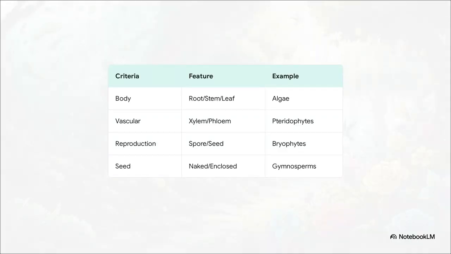To track their progress across this harsh new landscape, scientists rely on a specific evolutionary blueprint. Basically, we judge a plant's evolutionary level by looking at four major tech upgrades. First, body differentiation. Is it just a simple blob, or does it have true roots, stems, and leaves? Second, internal plumbing. Does it have a vascular system? Third is reproduction mode, so spore versus seed formation. And finally, seed protection. Are those seeds naked, or are they safely enclosed? This blueprint right here is going to map out our entire journey today.